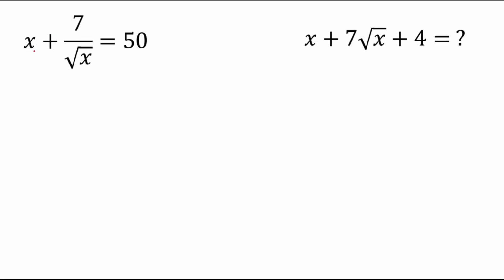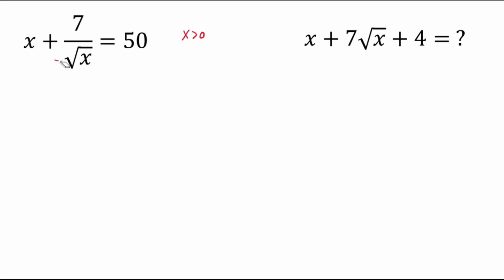Students, in this video we are going to solve x plus 7 over square root of x equals 50, and here we will find the value of x plus 7 times square root of x plus 4. Here the given expression is x plus 7 over square root of x. Look carefully, in the denominator we have square root of x, so we can say x is greater than 0.